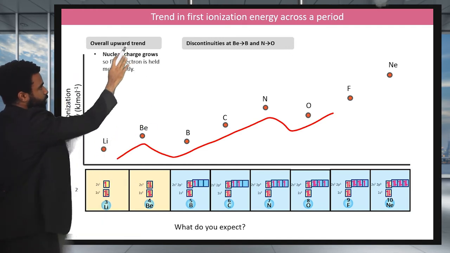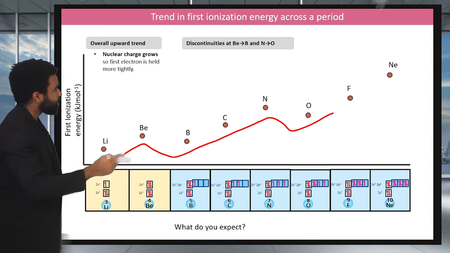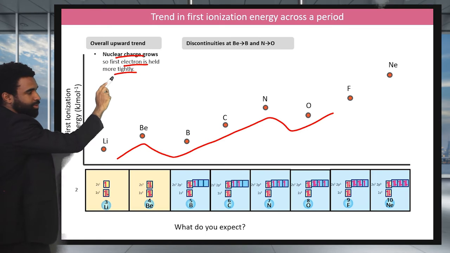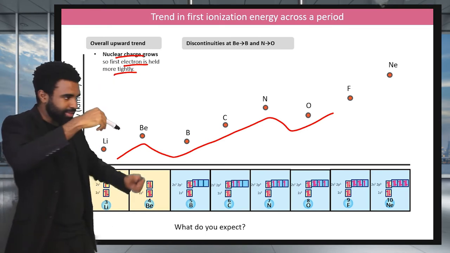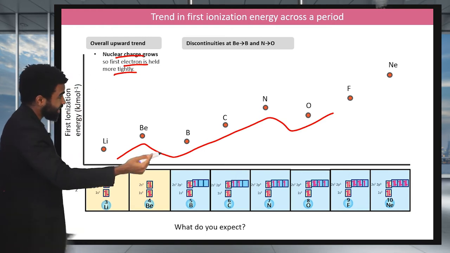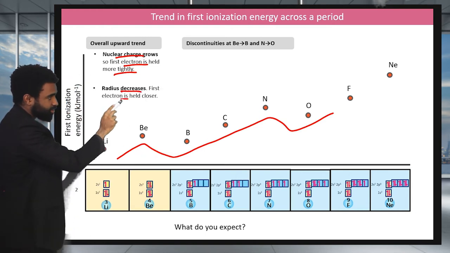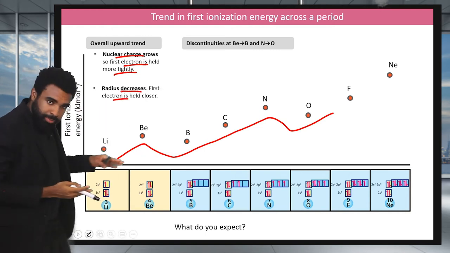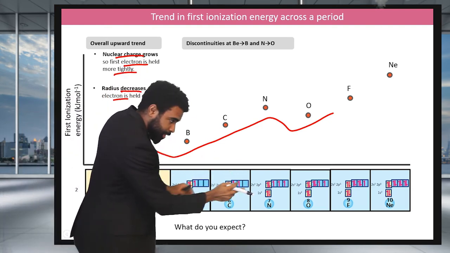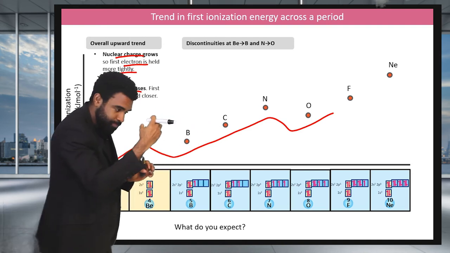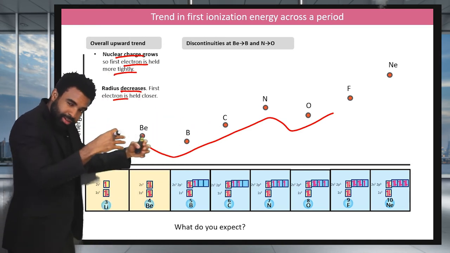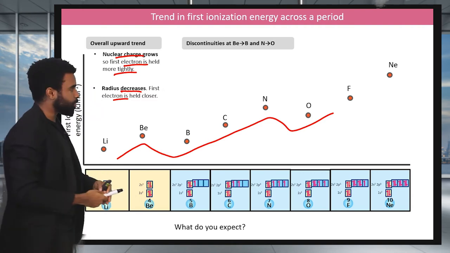For the overall upward trend, it's just like we said, the nuclear charge is growing. So the most loosely held electron is held more tightly. And secondly, relatedly, the radius is decreasing. As we go across a period, hopefully you remember this, the atoms are getting smaller because electrons are being added to the same shell, but the nuclear charge is increasing, so they come in closer. Because they're closer, they're harder to pull off.